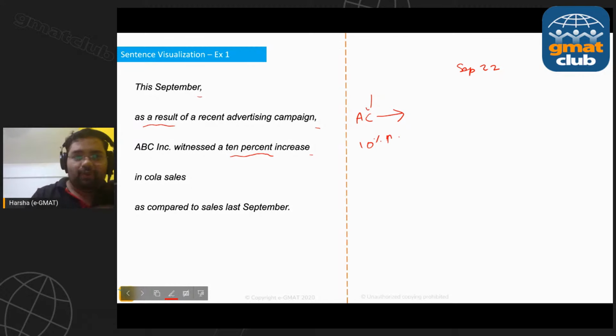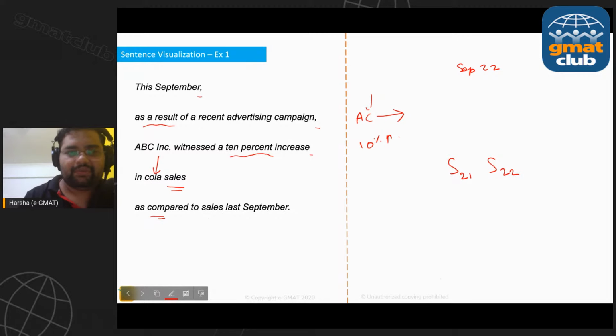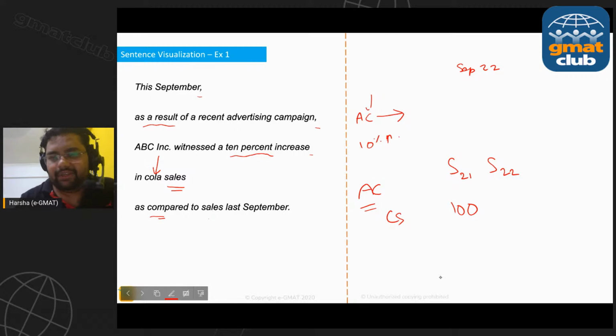Great. In cola sales. So what kind of sales very specifically? Sales of cola. Keep that in mind. As compared to sales last September. So essentially this September compared to last September. So now you have a comparison. So September 2022 is being compared with September 2021. As a result of a certain advertising campaign, what happened? There you saw cola sales increase by 10%. So let's say if there was 100 earlier, let's say $100 million earlier, now it is $110 million. And this 10% increase thanks to the advertising campaign.